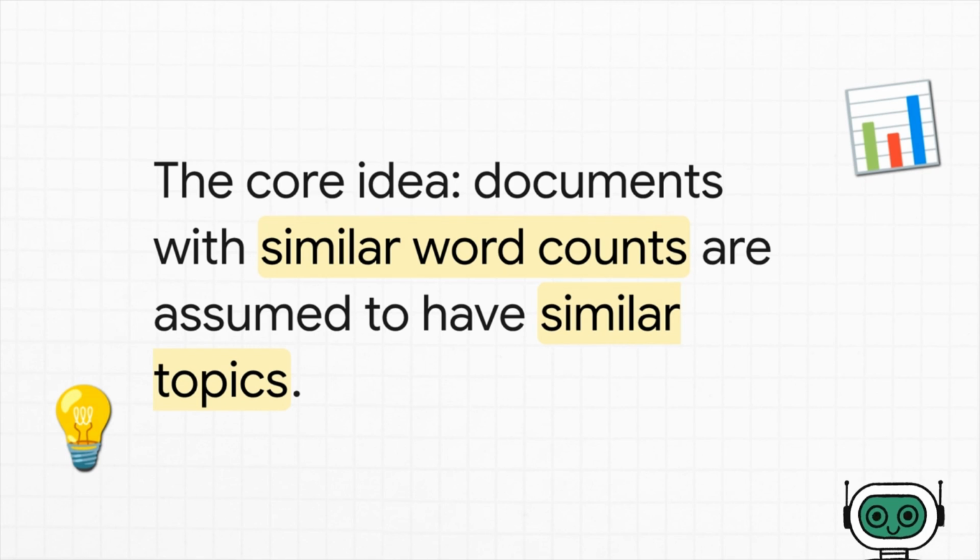So why should you, as a practitioner, care about such a simple model? Because it's fast, it's efficient, and it's an incredibly cheap way to get text ready for a model. The core idea here is really powerful. Documents that have similar word counts are very likely to be about similar topics. And that simple assumption unlocks the door to using tons of standard machine learning algorithms on text data.